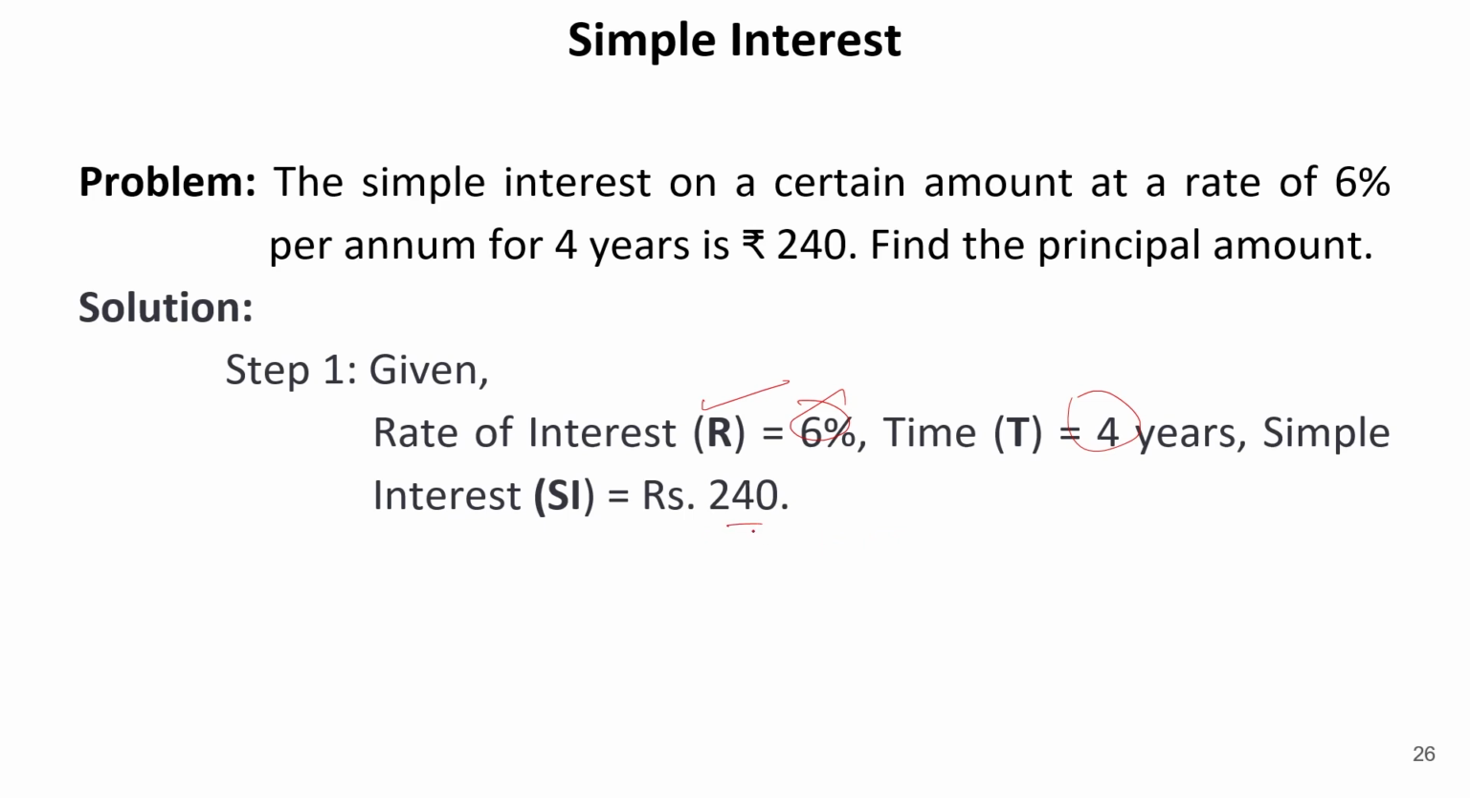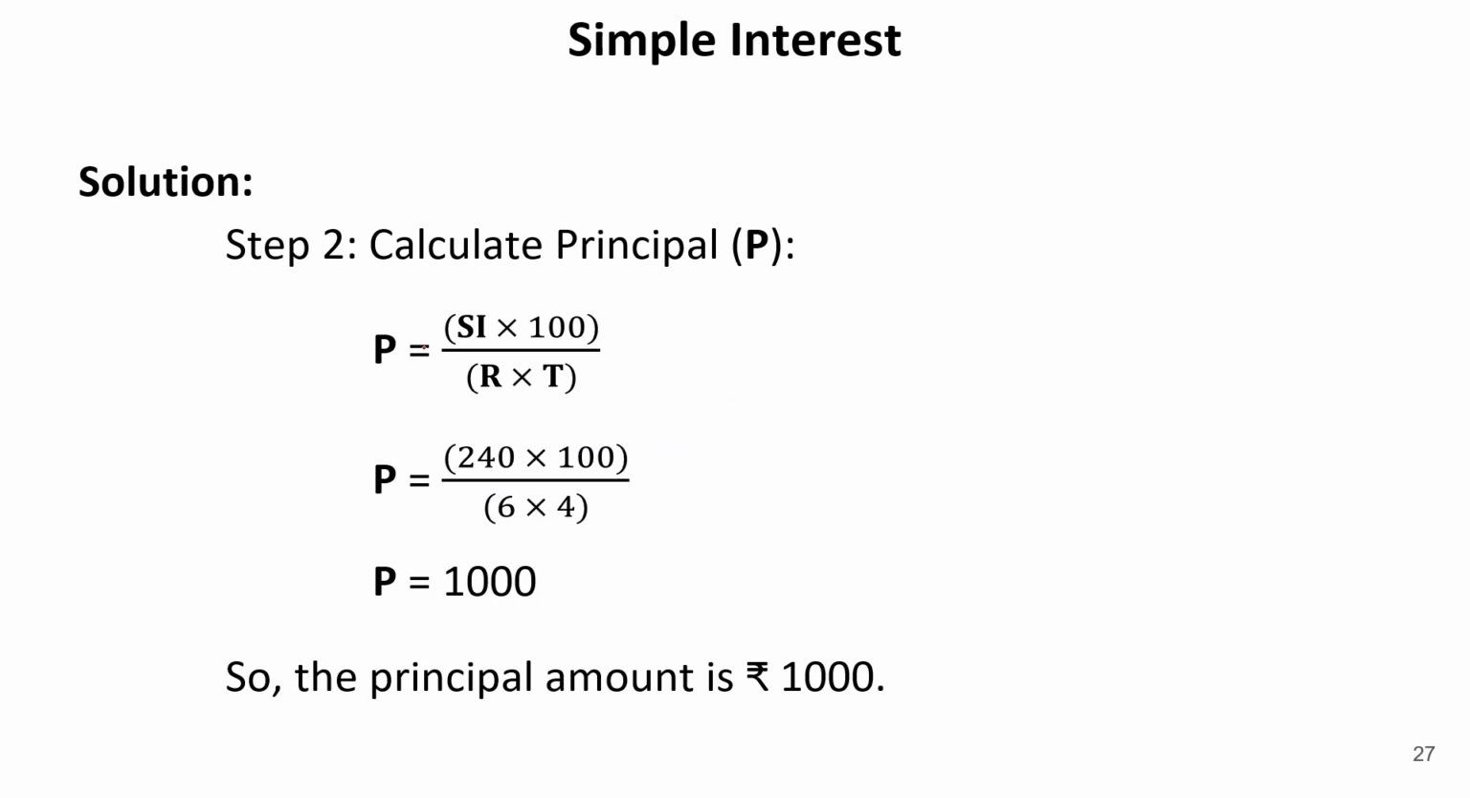So PRT is equal to 240. That is what is given to us. PRT by 100 is equal to 240. So P is equal to PRT by 100. So SI, P is equal to what? SI into 100 by RT. So this will be 240 into 100 whole by 6 into 4, which is equal to 1000. So the principal amount is 1000 rupees.